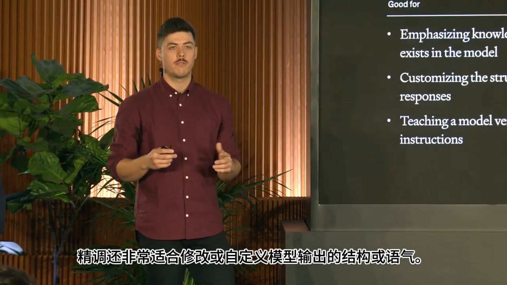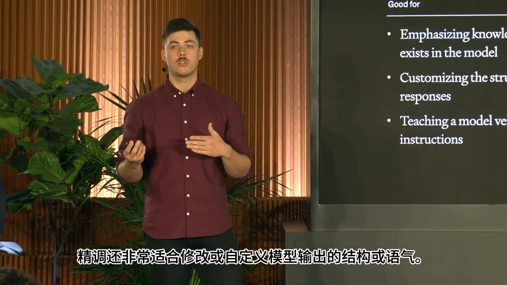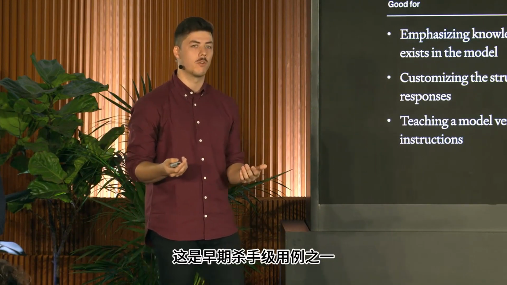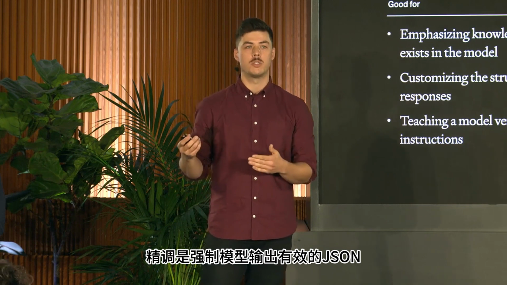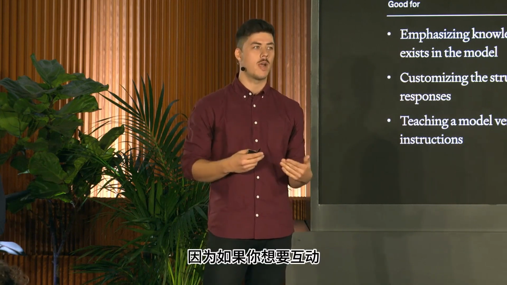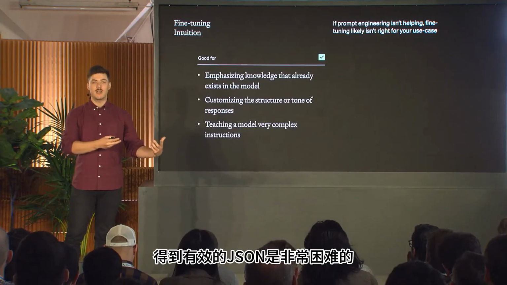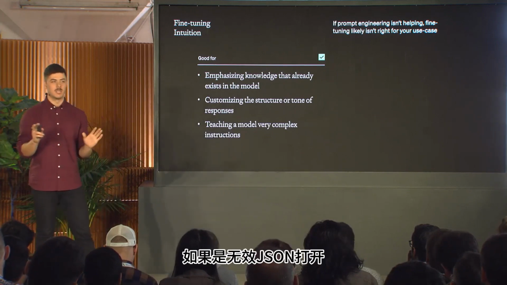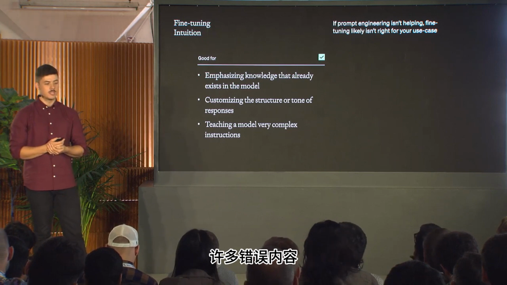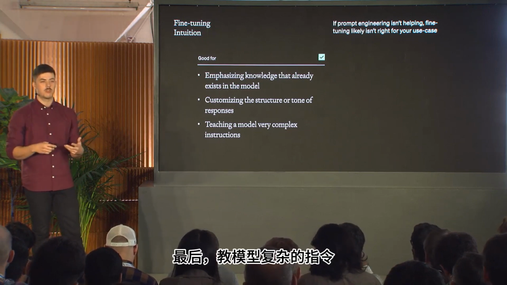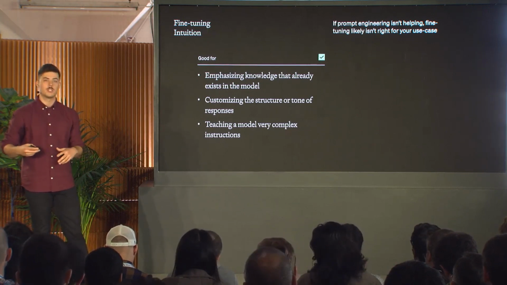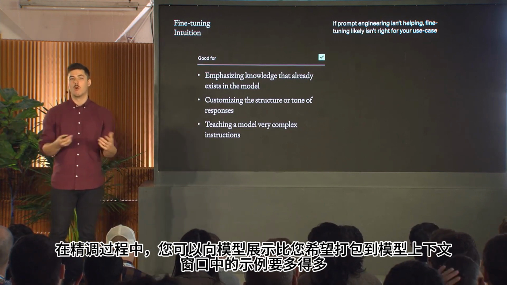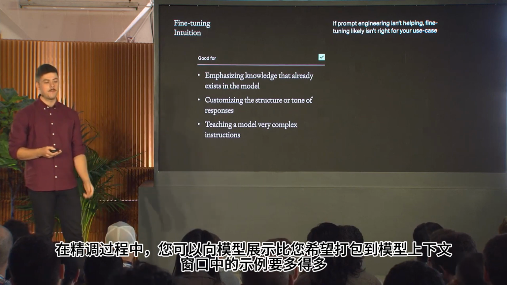Fine-tuning is also really great for modifying or customizing the structure or tone of a model's outputs. One of the early killer use cases for fine-tuning was to coerce a model to output valid JSON, right? Because if you're trying to interact programmatically with a model, getting out something that is valid JSON is very easy to deal with programmatically. If it's invalid JSON, that opens up many error cases. And finally, teaching a model complex instructions, well, this is for the reasons I mentioned earlier, right? You can show a model during the fine-tuning process many more examples than you could ever hope to pack into the context window of a model.